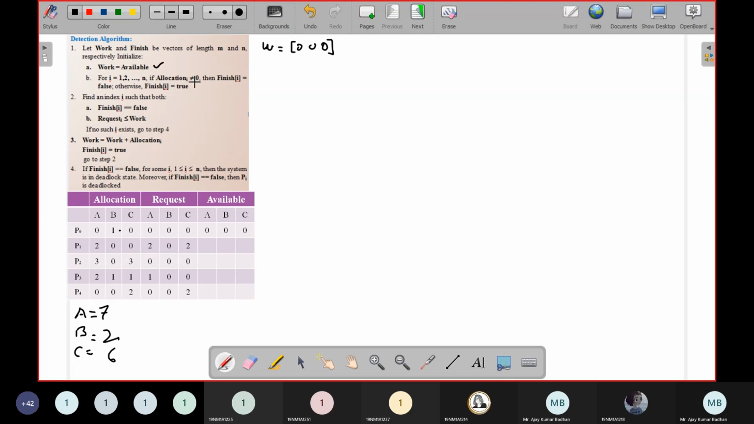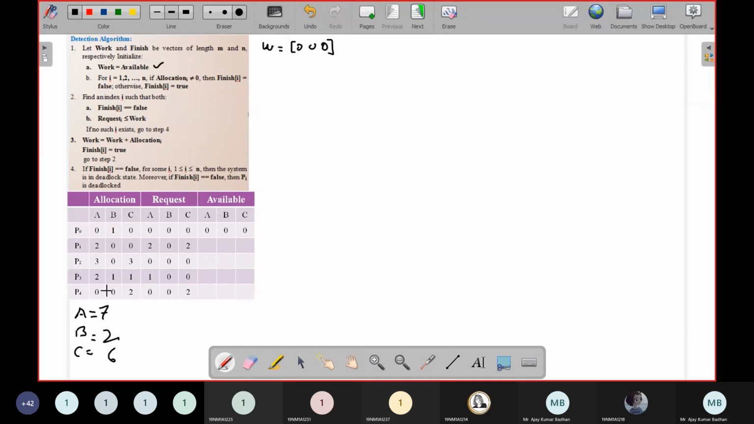Now, if allocation of i is not equal to 0, and initially all the allocations will be not equal to 0, because if nothing is allocated to a process, then finish of i is equal to true. What does that mean? Suppose for P0 you did not allocate any resource, 0, 0, 0. This process doesn't require any resource, meaning it has completed execution. So finish of process 0 is equal to true, indicating that this particular process has completed execution.